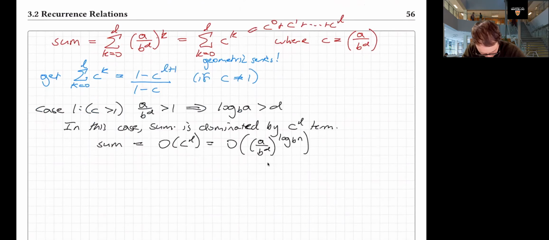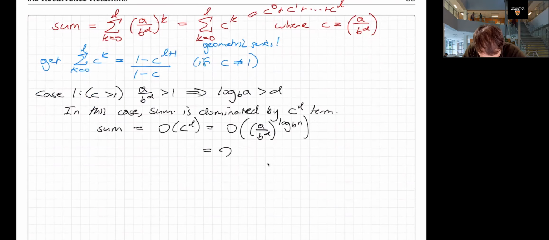This then equals big O of, I get A to the power of log base B of N divided by, in the bottom, I get B to the power of D multiplying log base B of N. When I simplify that, that's just N to the power of D.